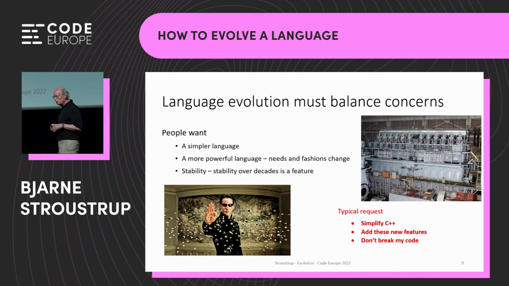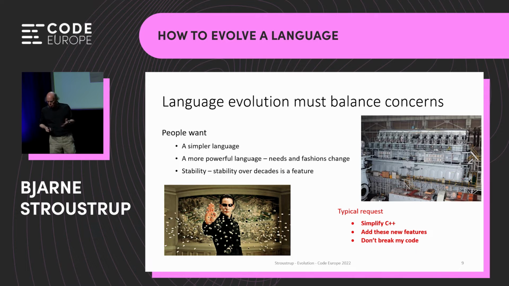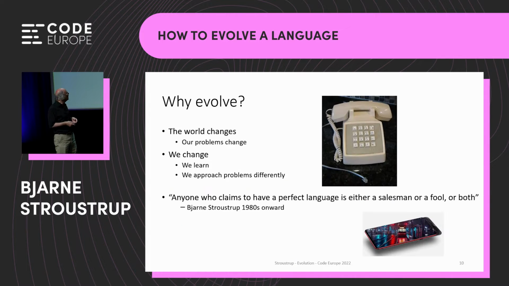So a typical request I get maybe twice a month is, we really want a simpler C++. You must simplify C++. And why don't you add these two features? They're essential. You must do it. And whenever you do, don't break my code. I have 1 million lines of it, and I can't afford to rewrite it. And this is a fundamental dilemma or trilemma, which we have to solve. One of the solutions is actually to generalize and provide simpler ways of doing things that become important over time.